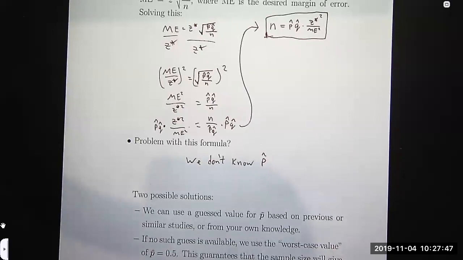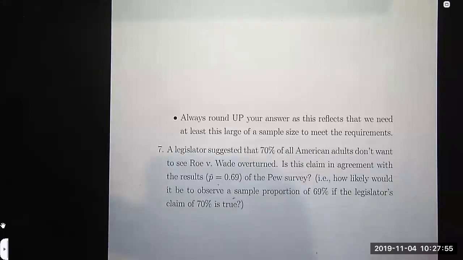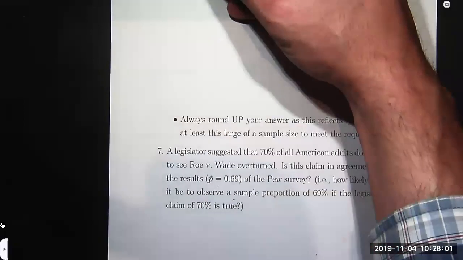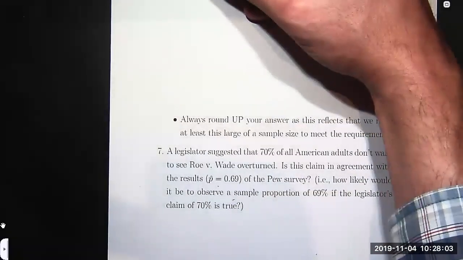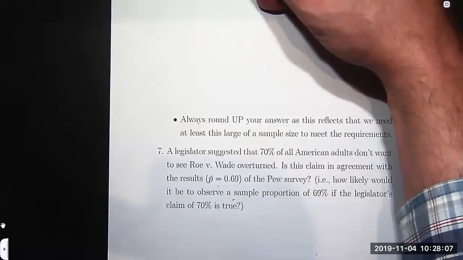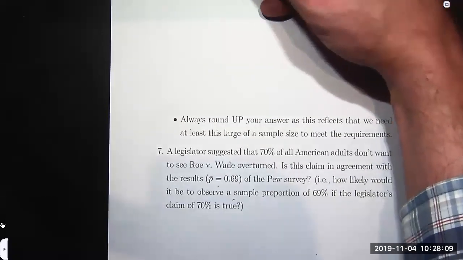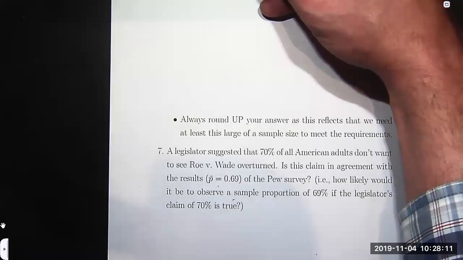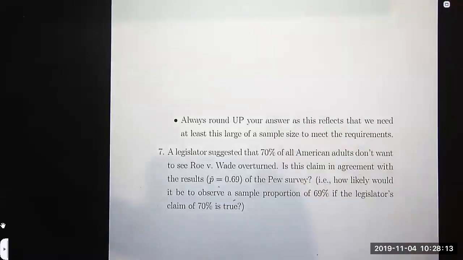All right, so let's actually do that. We can do that on the next page here. We can perform that calculation. So n equals p hat q hat times z star squared over the margin of error squared. That's our formula.